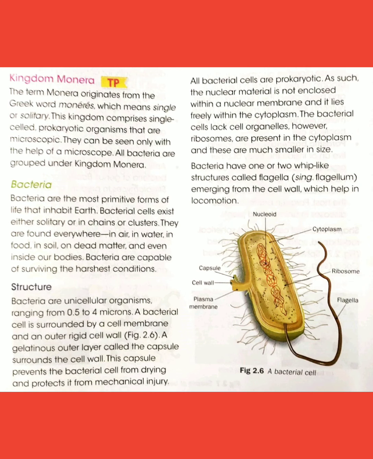See figure 2.6. They have a cell membrane and an outer rigid cell wall. And they have a gelatinous outer layer called the capsule that surrounds the cell wall. This capsule prevents the bacterial cell from drying and protects it from mechanical injury. Most of the bacteria cannot move, but some have flagella for their movement.